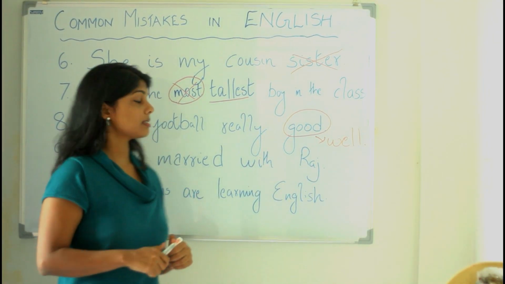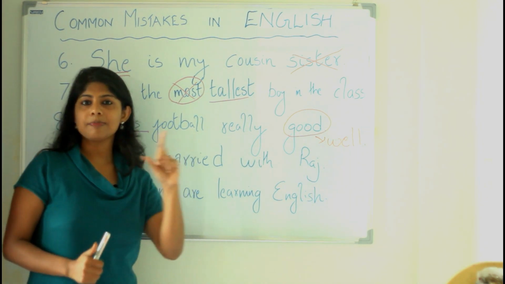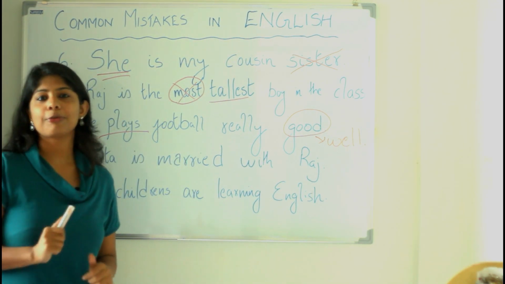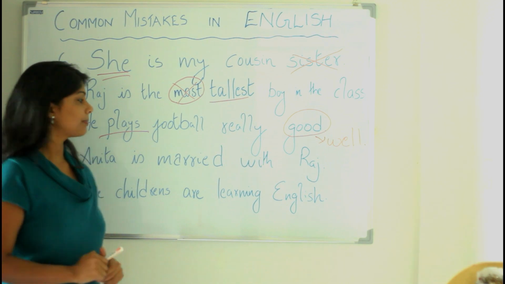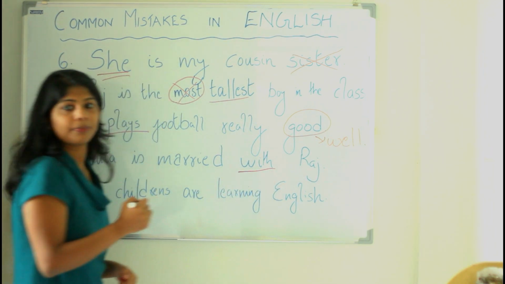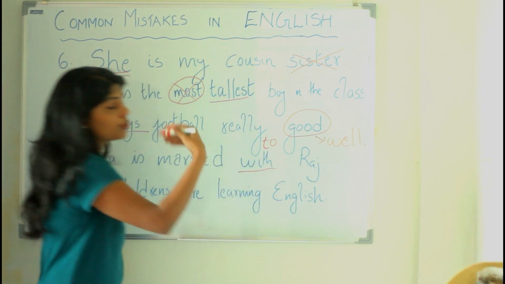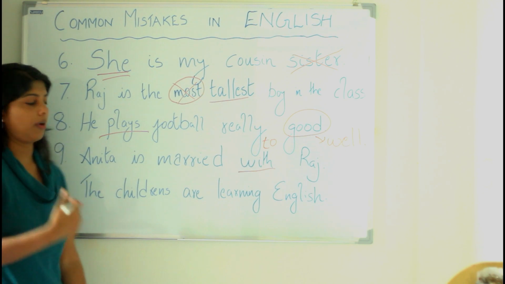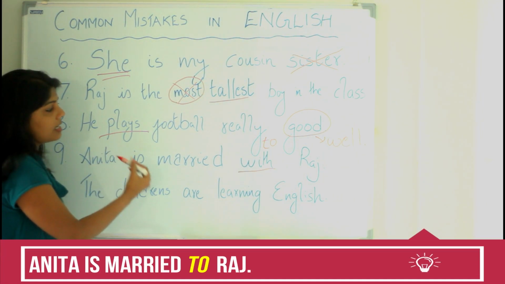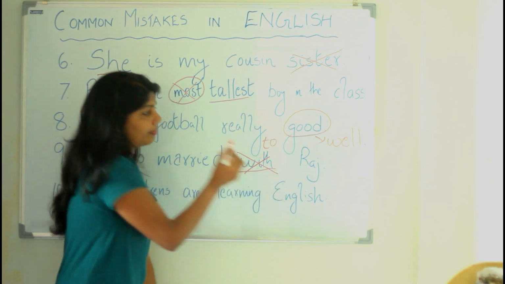The next sentence, Anita is married with Raj. There is a mistake in this sentence, and let me give you a hint. It is the preposition. Here you do not use the word with. You use the preposition to. You're always married to someone, not with someone. So in this case, Anita is married to Raj and not with Raj.